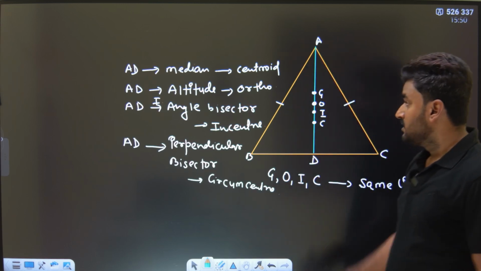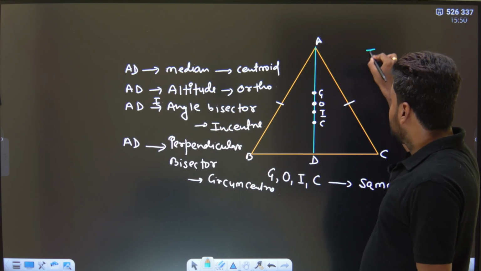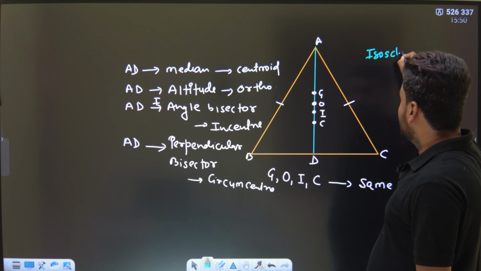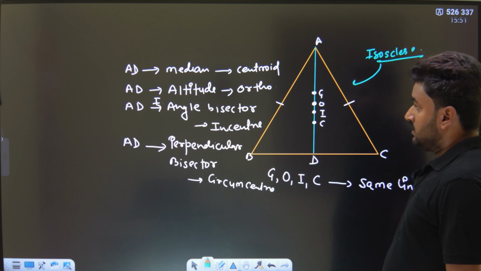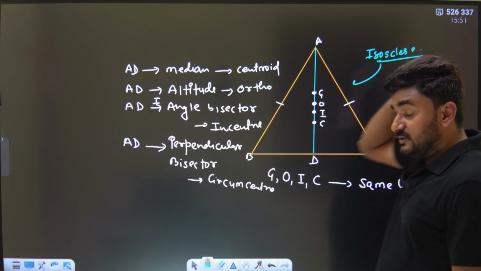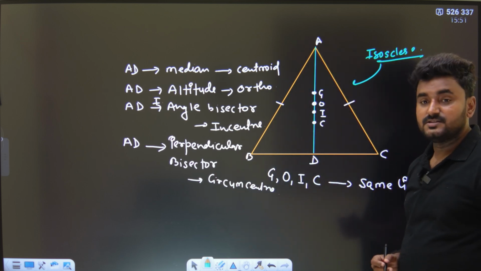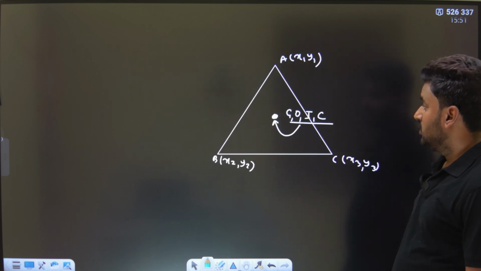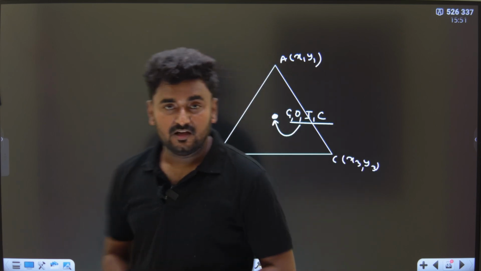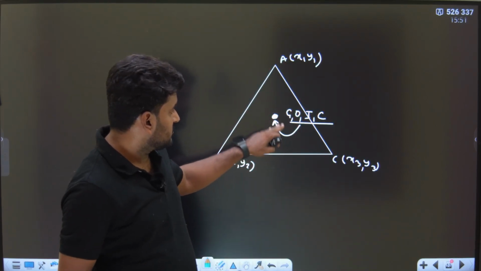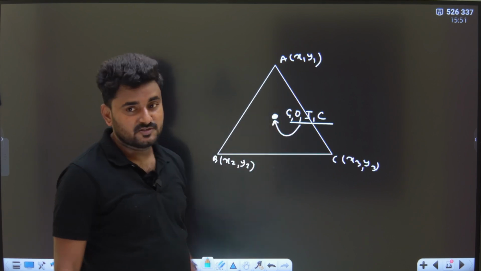Next, I will tell you that in case of an isosceles triangle, the centroid, orthocenter, incenter and circumcenter will lie on the same line. Here I said what? If the triangle is an equilateral triangle, then the centroid, orthocenter, incenter and circumcenter will coincide with each other.